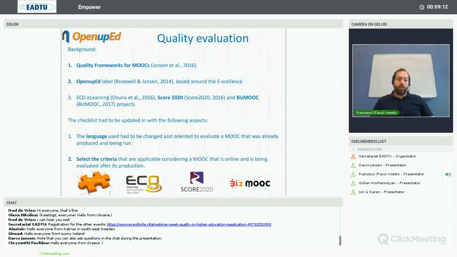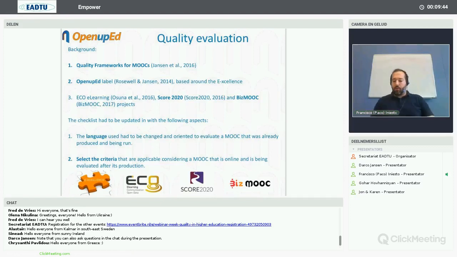We were trying to find a framework that could be useful to evaluate quality and its relation with accessibility. Obviously, OpenupEd was the first thing to look at, since I am part of the Open University, having been part of the network, and having looked into different frameworks that have been used in European projects. I considered as a template the ones used for SCORE 2020 and BizMOOC to start working with.